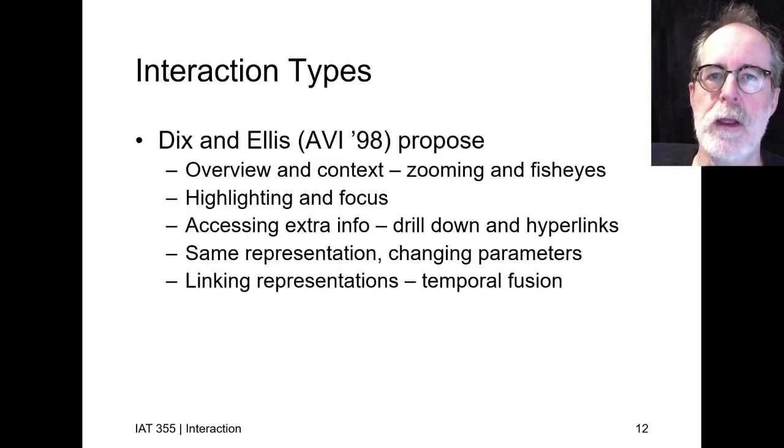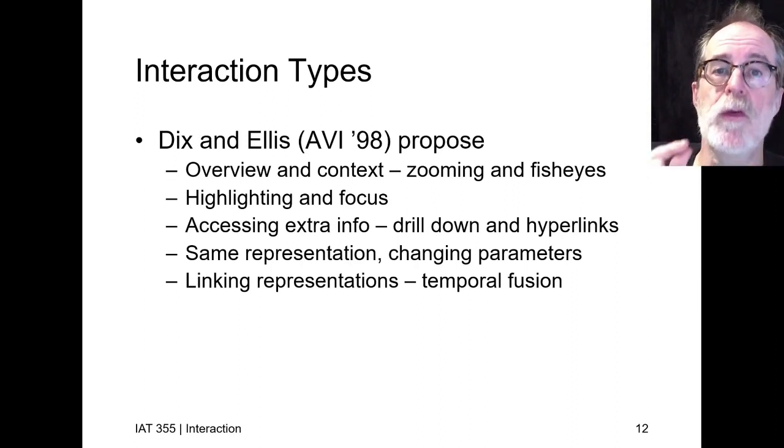There are other interaction organizations. This one by Dix and Ellis is another standard one. These two folks published a paper in 1998 proposing interactive categories: overview and context, things like doing zooming and fisheye lenses. We'll talk about that somewhat later on in the term. Highlighting and focus, that is to say, doing something interactive in which your attention is focused and that attention is represented in the scene.